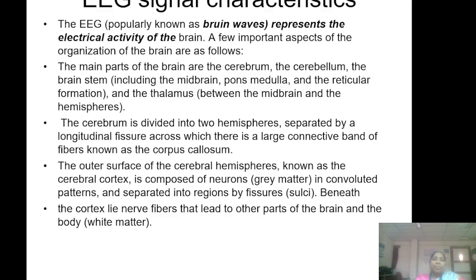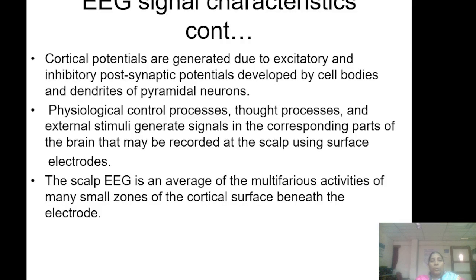So at each location on the outer surface, that is the skull, we place the electrodes and record the EEG signal. From the EEG signal, we can generate the cortical potentials. That means the amplitudes generated due to the excitatory and inhibitory postsynaptic potentials developed by the cell bodies and the dendrites of pyramidal neurons.